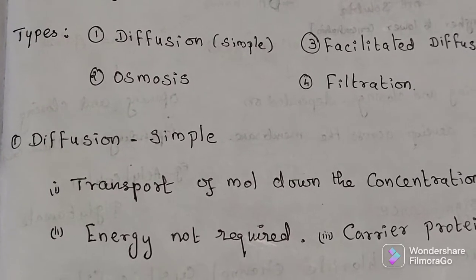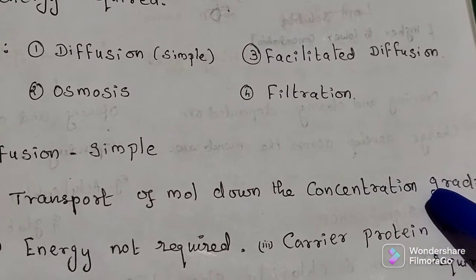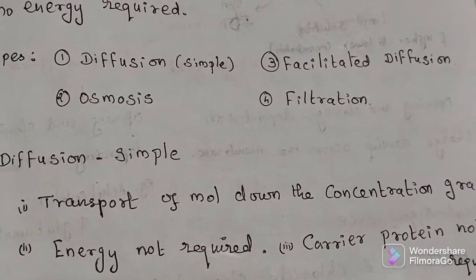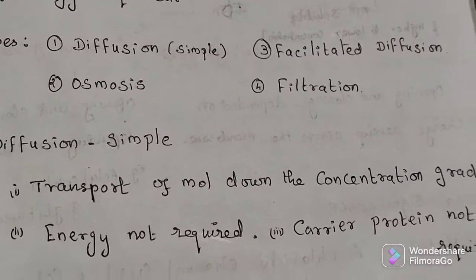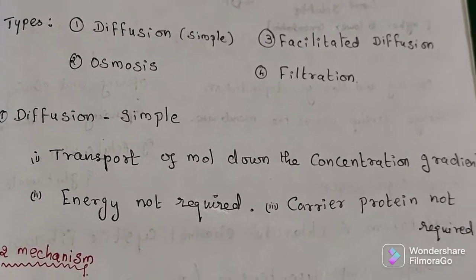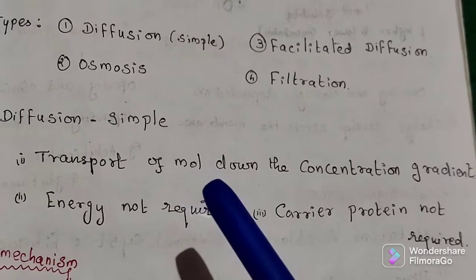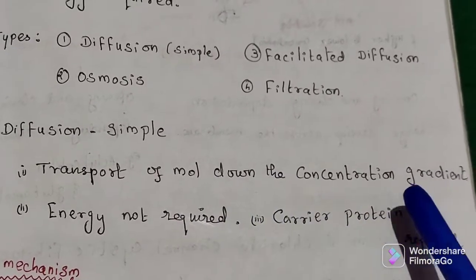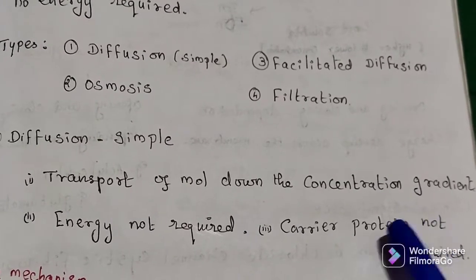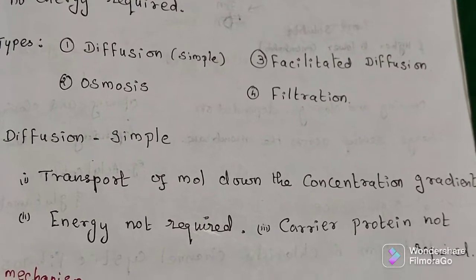Transport of molecules down the concentration gradient, that means higher concentration to lower concentration. In this method energy is not required and carrier protein is also not required. So for simple diffusion, 3 points are important. What are the 3 points? Transport of molecules down the concentration gradient from higher concentration to lower concentration. Second one is no need for energy and carrier protein.